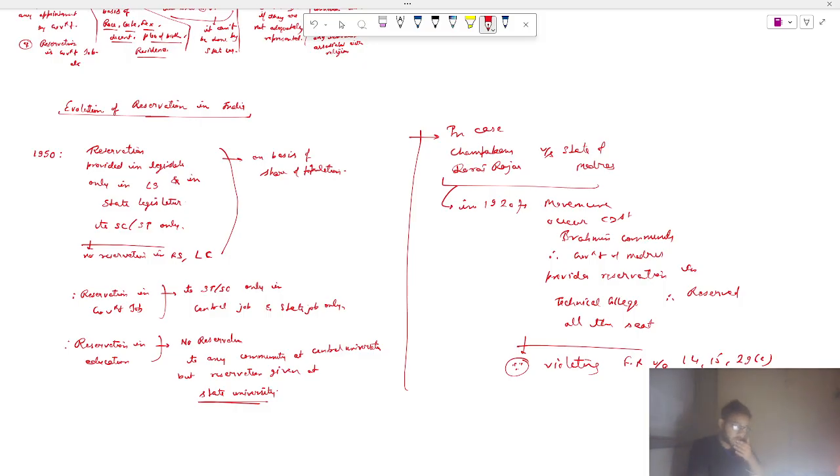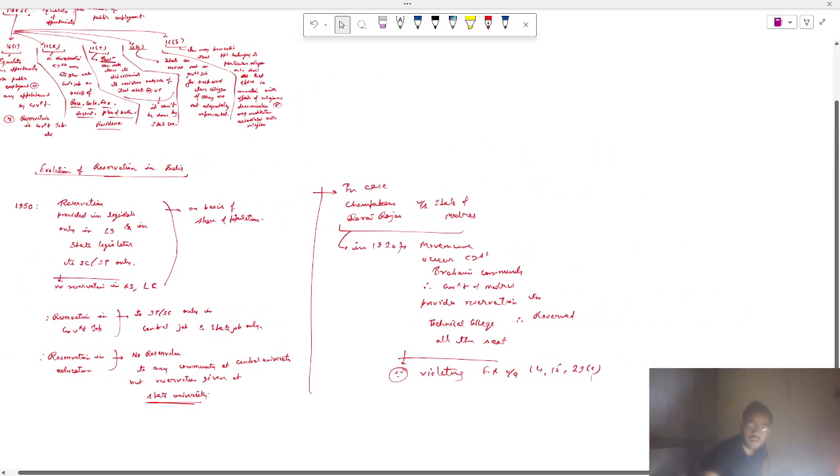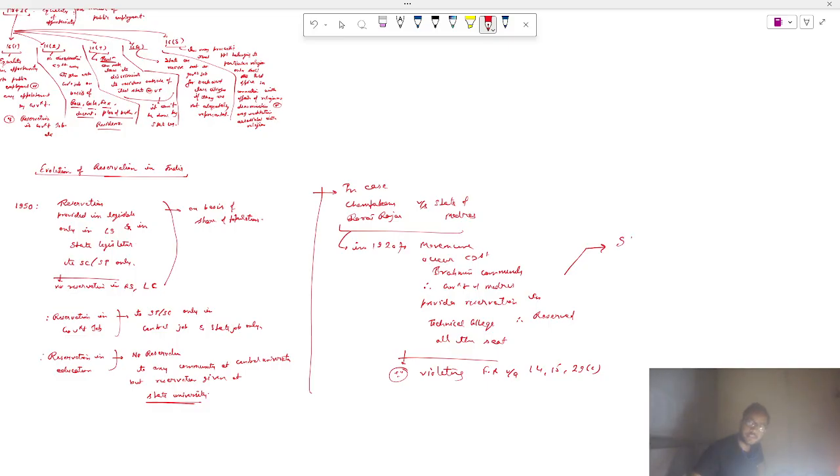So what the state says in its defence: the state says that we are enforcing some DPSP to give reservation in the educational institution. Government says that they are implementing Article 46. Basically they are holding that DPSP is getting more importance than fundamental rights.